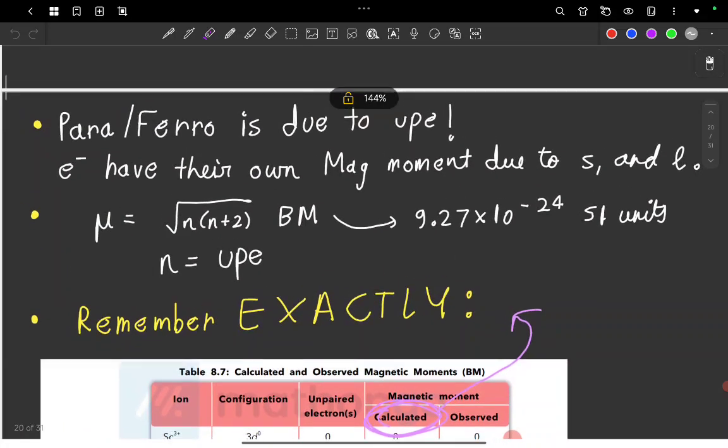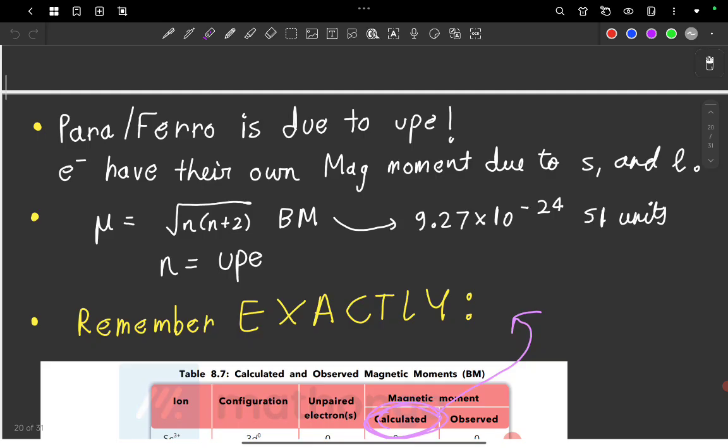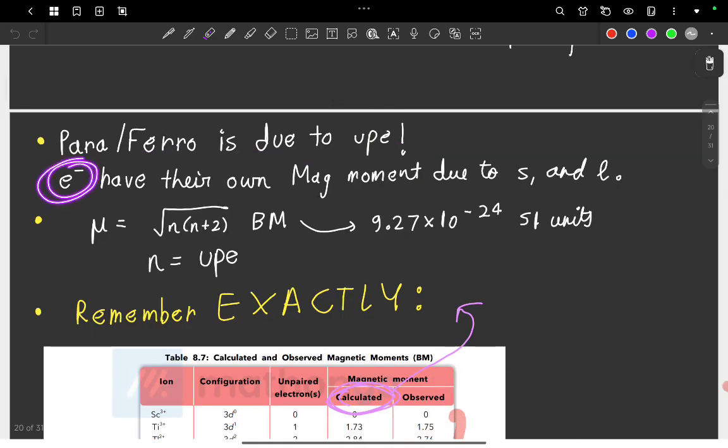And one thing they can ask in an MCQ: the paramagnetism or ferromagnetism is caused due to presence of unpaired electrons. And why do the electrons have their own magnetic moment? It is because of the spin quantum number.